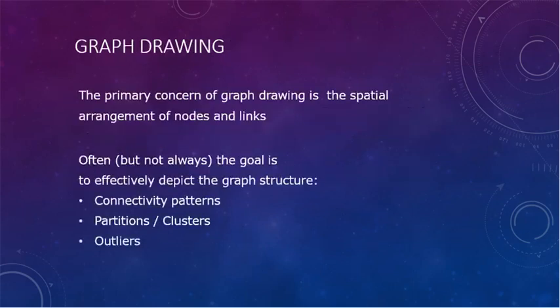When we are building up the graph, the primary concern is the spatial arrangement of the nodes and links. It depends on us how we arrange these nodes, and we can put different things together depending on the data available to us. Sometimes the goal is to effectively depict the graphical structure, including connectivity, patterns, partitions, clusters, and outliers, and sometimes we just want to show all the data.